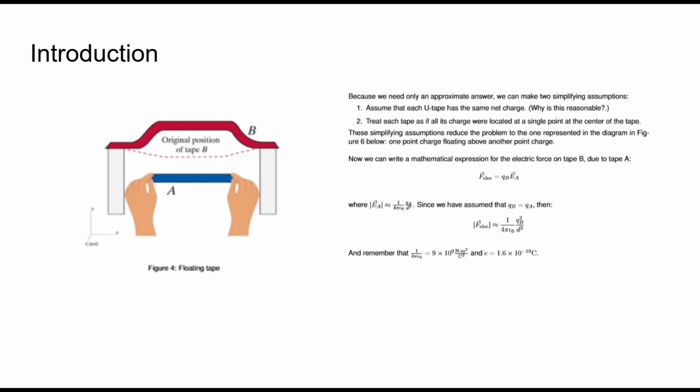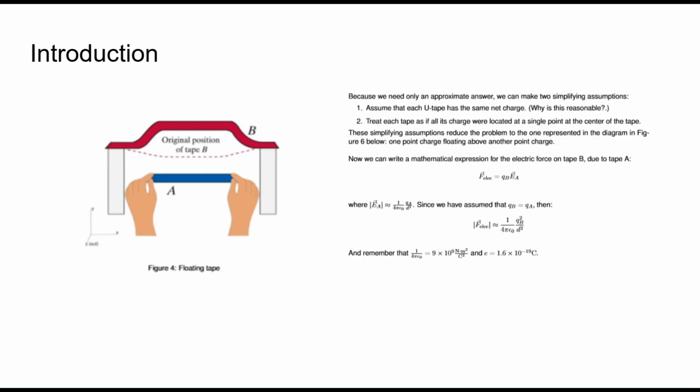So for the introduction, for this lab, we had two pieces of tape that we charged, and then we tried to create a floating tape from the two like charges repelling one another, which you can see here. And this is part of the instructions from the lab, and it says that because we need only an approximate answer, we can make two simplifying assumptions.